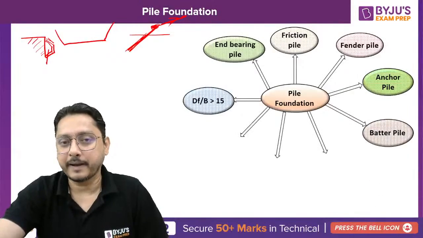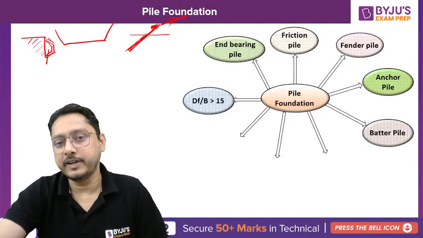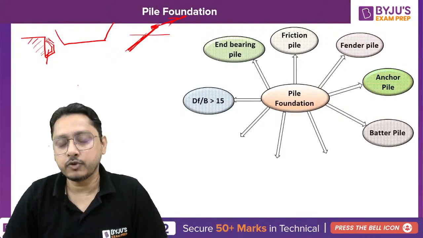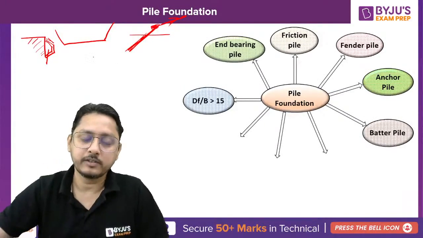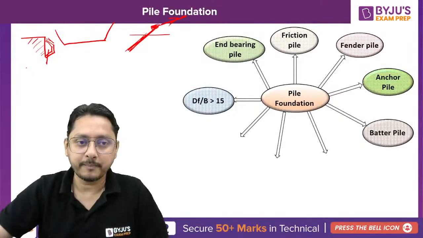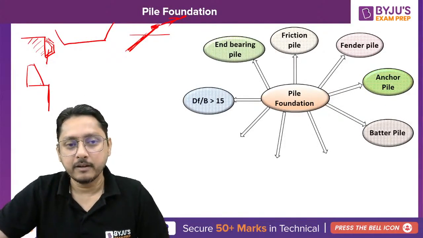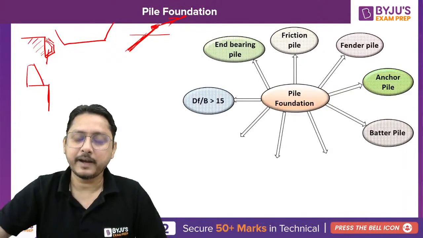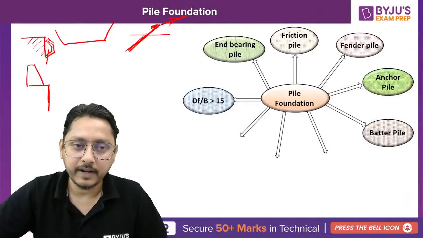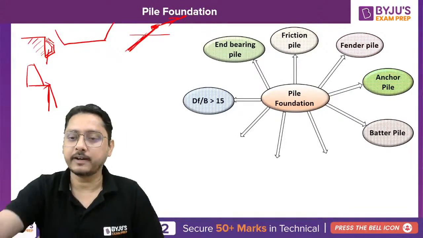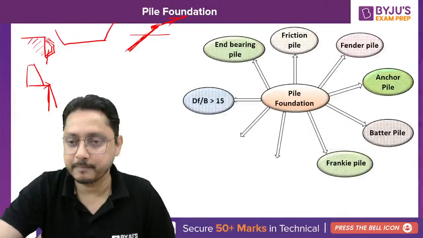Then we have a batter pile. Batter pile is the inclined pile which will take the lateral loads. Sometimes you have a lateral load, like if you are providing the pile nearby retaining walls, lateral load is going to come over the pile. So near the retaining wall, if you are providing the pile, the pile is going to take the lateral load. For that lateral load we also provide an inclined pile, which is more capable. So if you have lateral load on an inclined pile, we call it a batter pile.